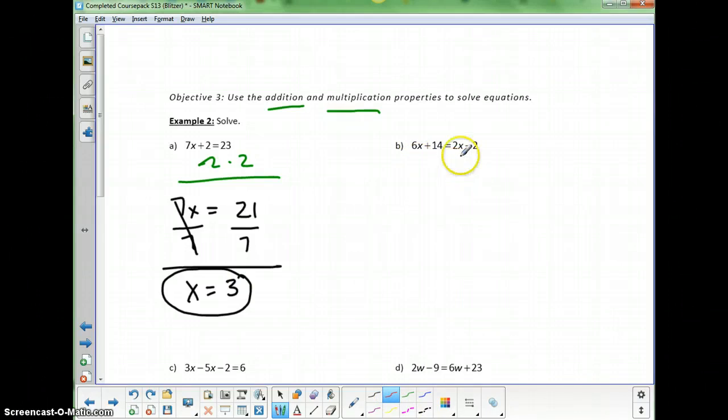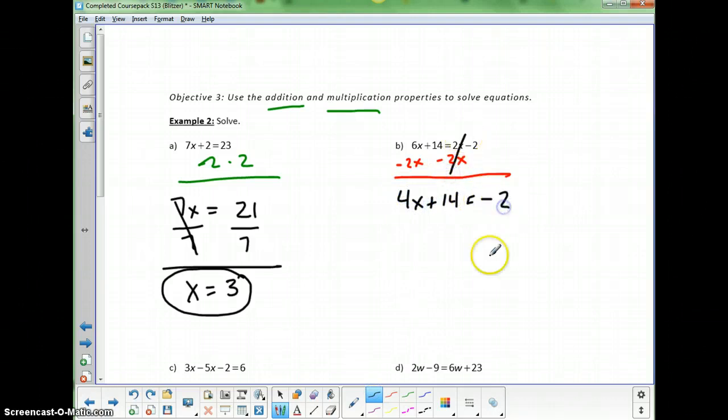I can't solve for x if I have x in two different places, so I better start by combining the x's. Get all the x's on the same side, so let me just subtract 2x from both sides. That'll give me 4x plus 14 equals, when I subtract 2x, that 2x goes away, and I'm just left with negative 2 on the right-hand side.